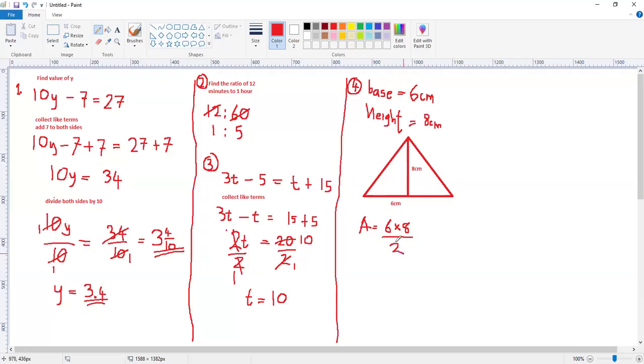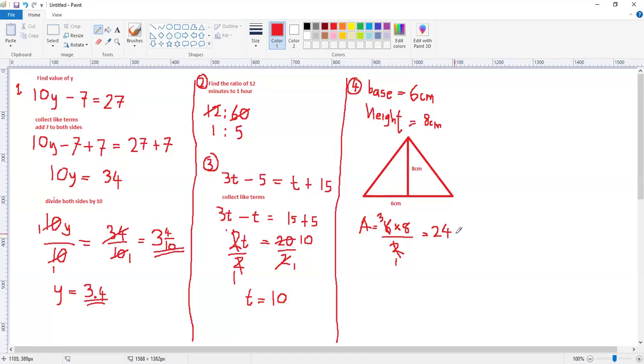And that's going to give us what? If I do that division, 2 into 6 is 3, and 3 times 8 is going to give us what? What would 3 times 8 give us? Do you remember? 3 times 8, 24. Excellent. That's 24. Now, what's the unit?